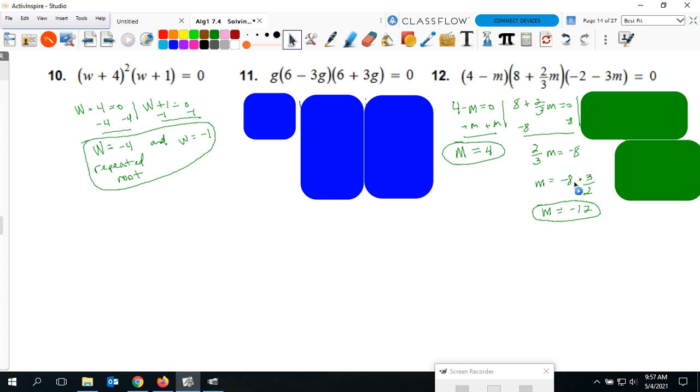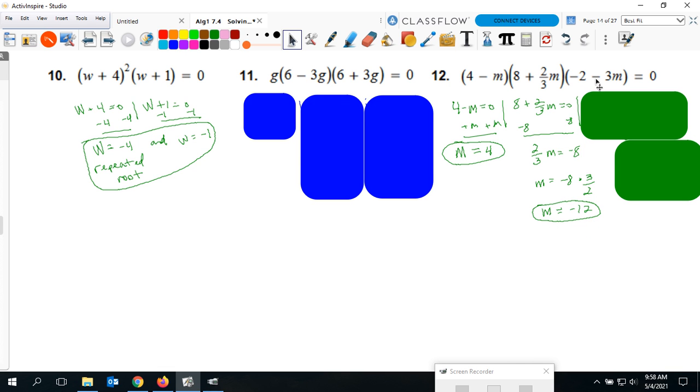So that's what I'm going to show you here. M is equal to negative 8 times 3 over 2. And so that's like 24 divided by 2, that's 12. And it's a negative because negative times positive will be a negative number. So far we got m equals 4. We have m equals negative 12. We're going to get one more answer on this one.